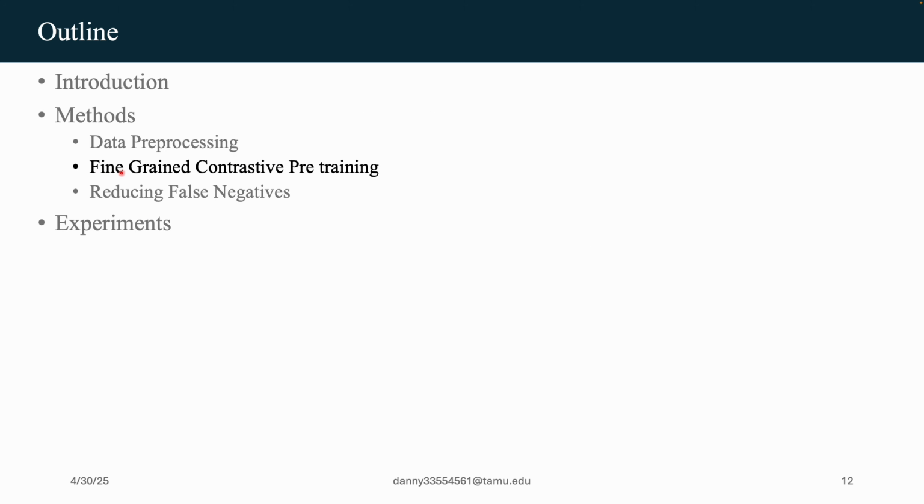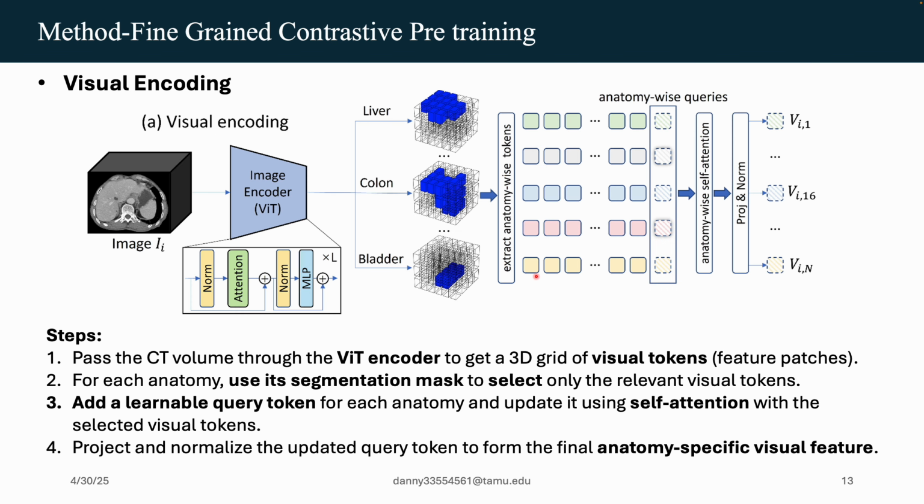Okay, so let's look at the next part, the fine-grained contrastive pre-training model. There are many components in this pre-training model, so let's look at the visual encoding first.